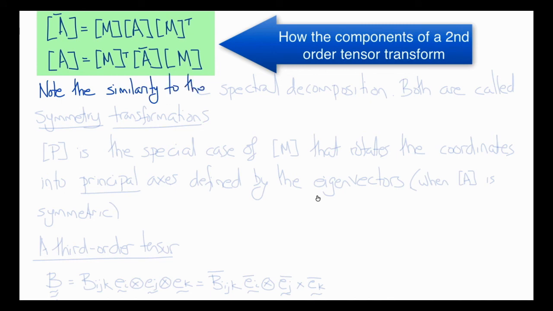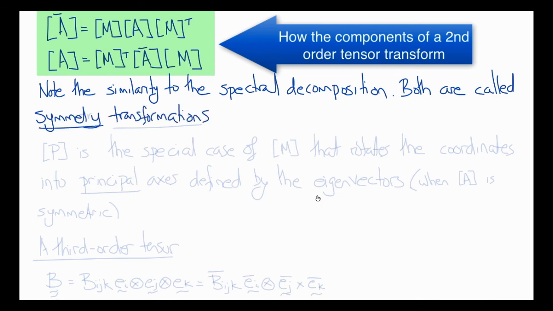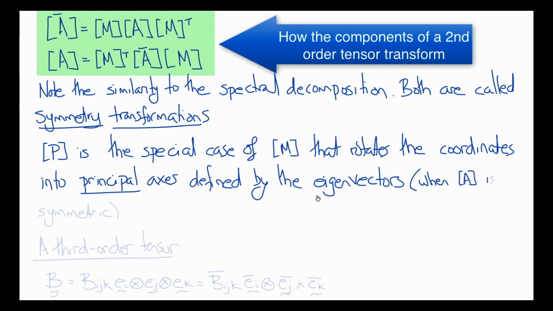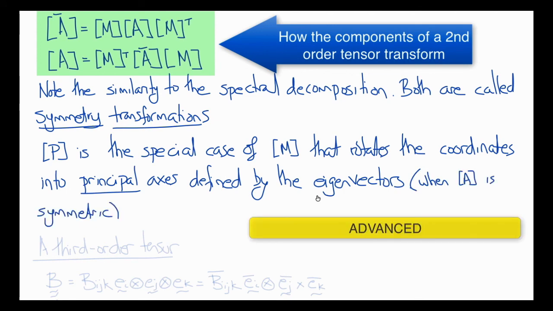So now we use M twice instead of once. And we've actually seen a transformation of this kind before. This is the same form as the spectral decomposition. And transformations of this kind are called symmetry transformations. That's because one of the properties of this type of transformation is that it always preserves the symmetry of a matrix. If A is symmetric, then A bar will be symmetric. If A bar is symmetric, then A will be symmetric. In the spectral decomposition, the matrix P, whose columns were the eigenvectors, is a special case of M. It is also orthogonal. It's the orthogonal matrix that rotates the coordinates into principal axes, which are defined by the eigenvectors, provided that the tensor A, or the matrix of its components, is symmetric.